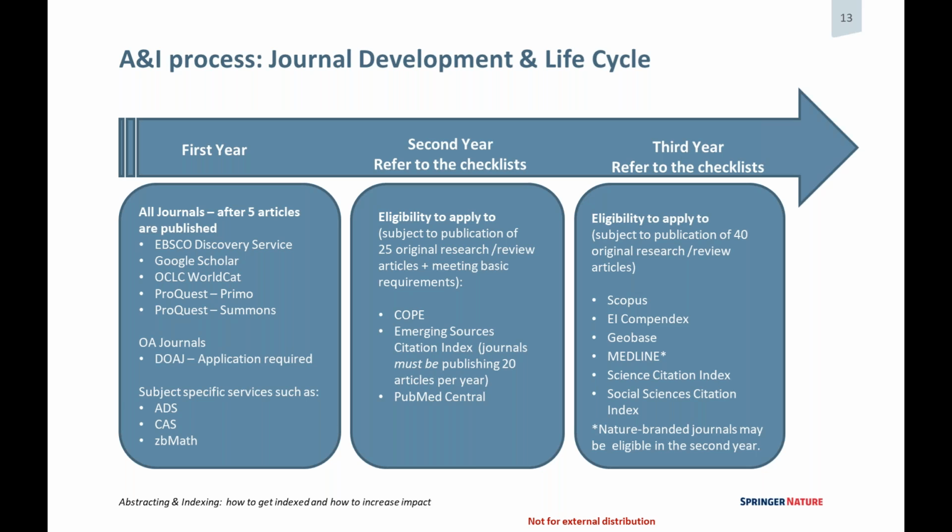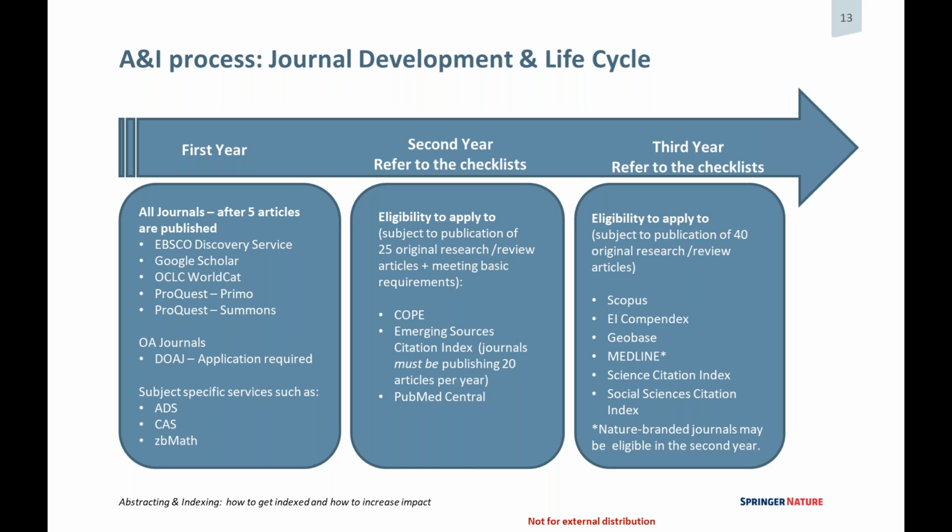The other very important service is Emerging Sources Citation Index, which is part of Web of Science. That's part of Clarivate Analytics. Now, Emerging Sources Citation Index is the launching database that they introduced in 2015. This database doesn't give an impact factor to its journals.